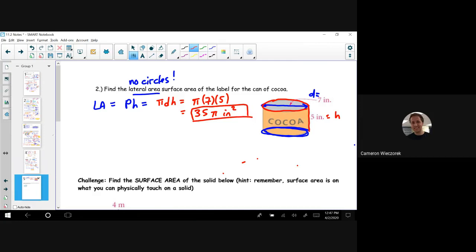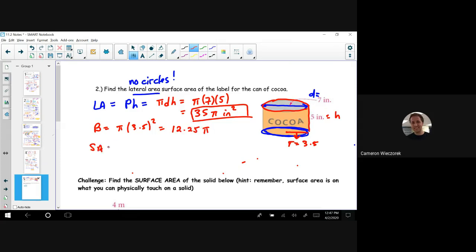There's my lateral area. In order to get the surface area, I need to find the area of one of those circles. Circle has a radius of 7 divided by 2 is 3.5. So pi r squared, pi times 3.5 squared would be 3.5 squared is 12.25, and then I'm going to tag a pi onto it.